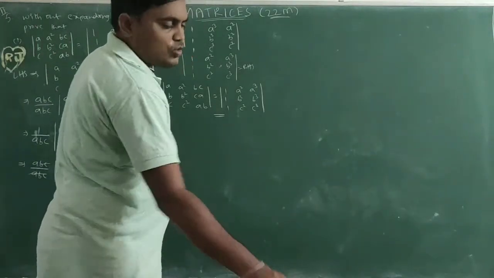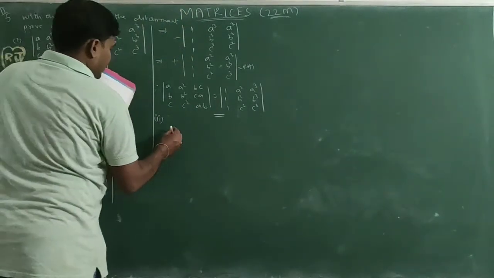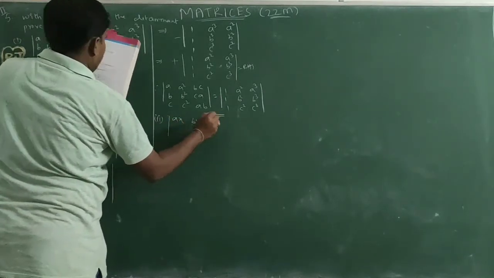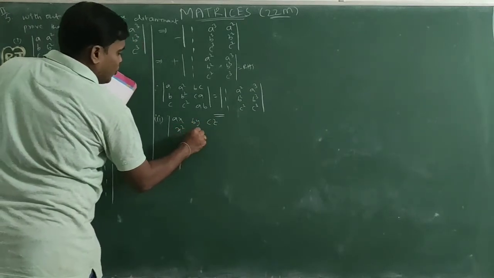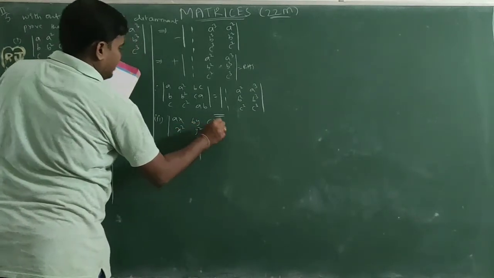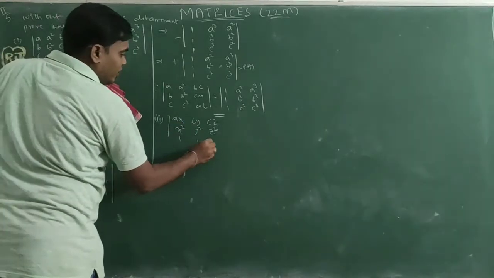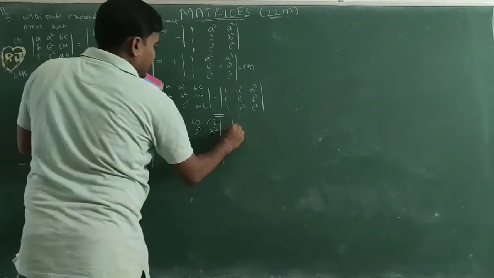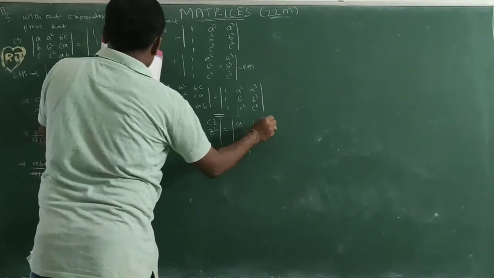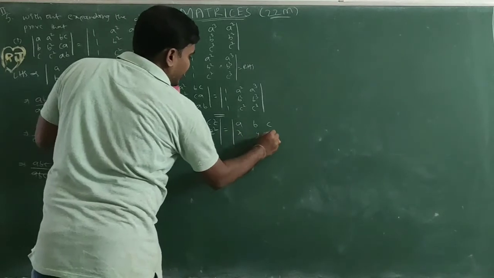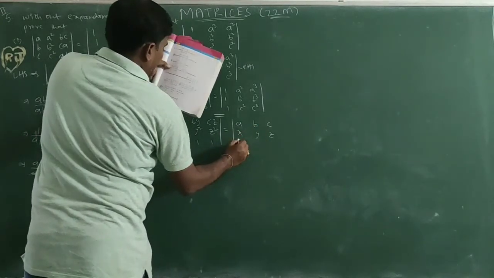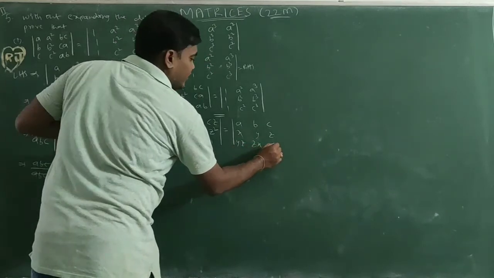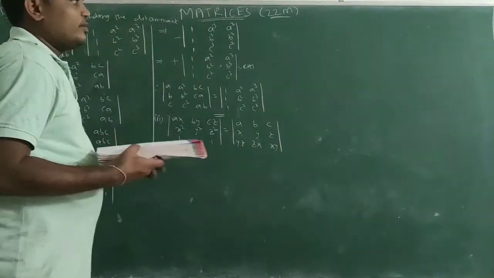If we take the second question: the determinant Ax, By, Cz; x square, y square, z square; 1, 1, 1 equals the determinant A, B, C; x, y, z; yz, zx, xy. So we need to prove this one.